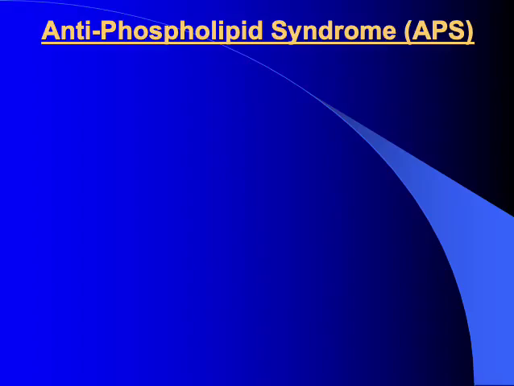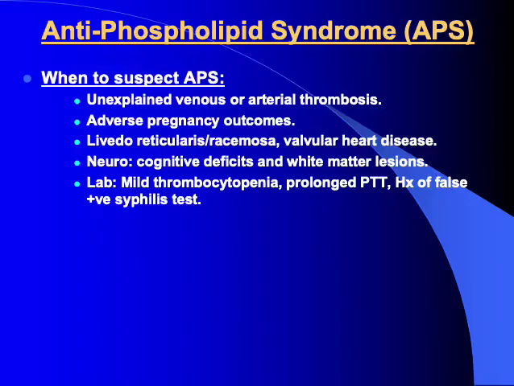Another form of complication related to splenic marginal zone lymphoma, antiphospholipid syndrome. When to suspect antiphospholipid syndrome? Unexplained venous or arterial thrombosis. Adverse pregnancy outcomes, livedo reticularis, valvular heart disease, neurologically cognitive deficit. Lab, thrombocytopenia is typically mild, 50, 60, 70,000 platelets, less than 100.